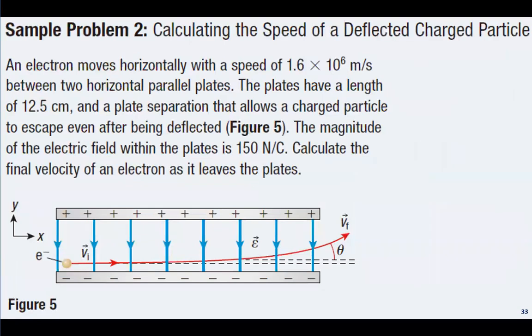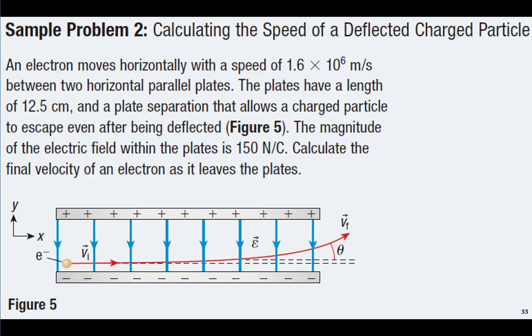Okay, now let's consider one last question before we end today's class. So we have a setup here. An electron moves horizontally with a speed of 1.6 times 10 to the power of 6 meters per second between two horizontal parallel plates. The plates have a length of 12.5 centimeters and a plate separation that allows a charged particle to escape even after being deflected, which is shown here in figure 5.